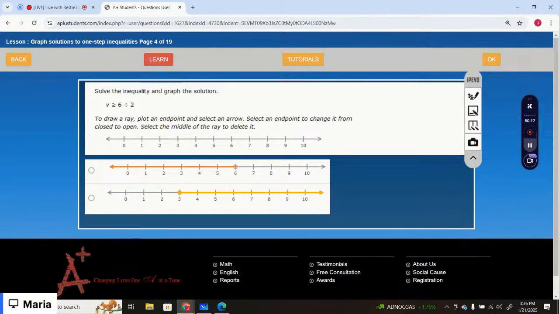Solve the inequality and graph the solution. V is greater than or equal to 6 divided by 2, which is the correct option? The correct option is V is greater than or equal to 3, so option number 2 is the correct option.